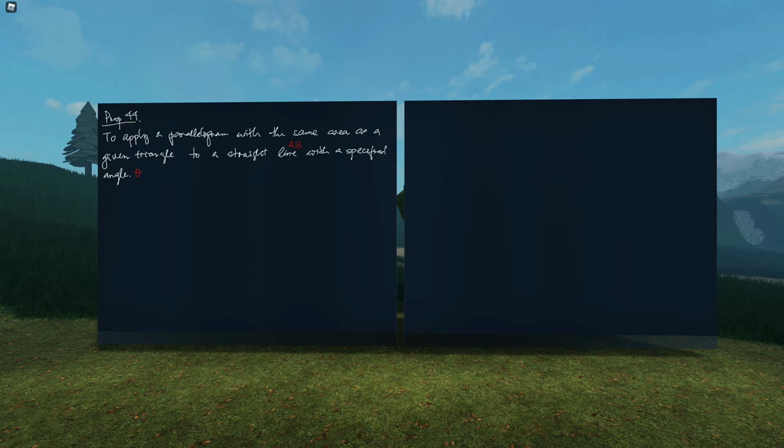So AB is going to be a line segment. I'm going to actually draw this line AB and extend it out, because I'm going to need this line to be longer.